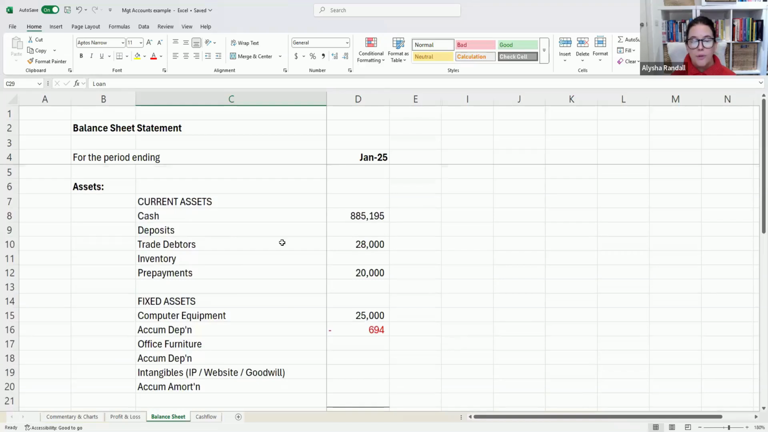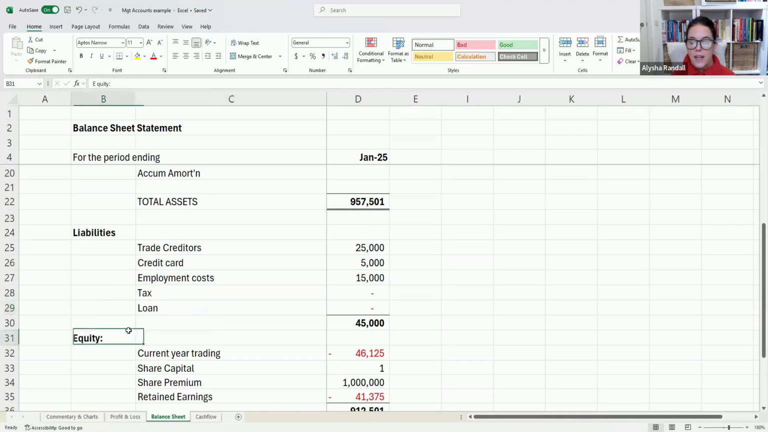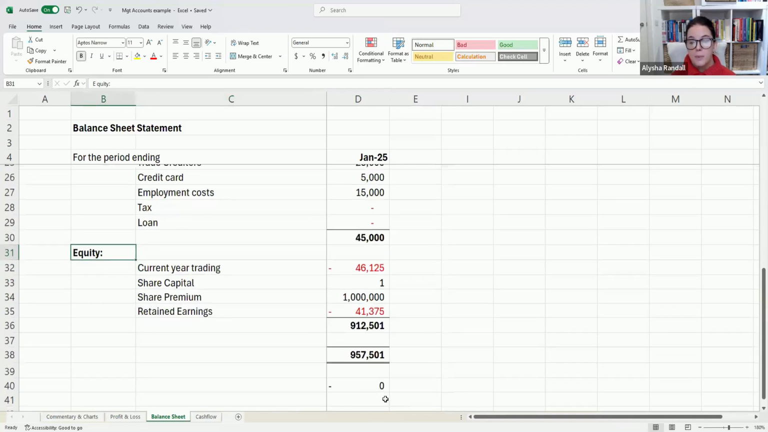So these are all your assets. These are all your liabilities. One minus the other equals equity. That's why it's called a balance sheet, because it has to balance. So assets minus liabilities minus equity should equal 0.